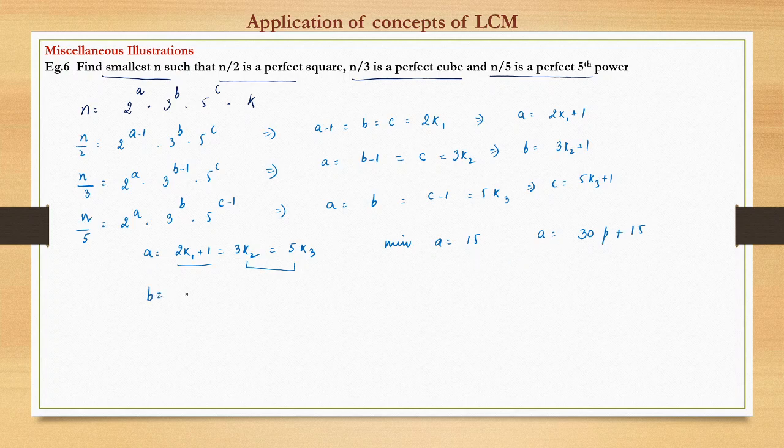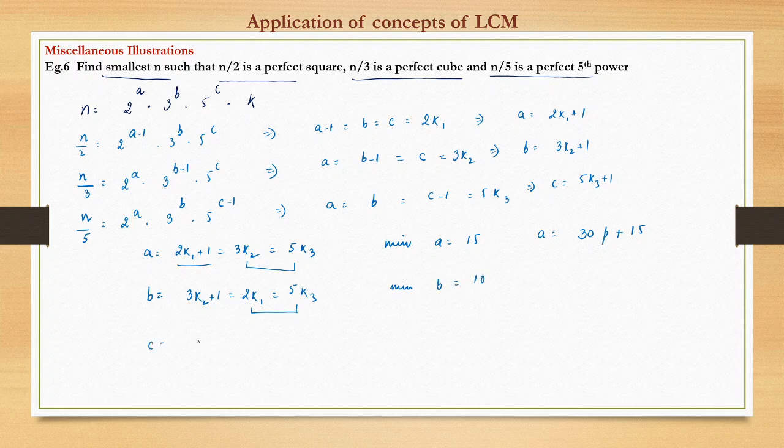Similarly, b we can write as 3k2 plus 1; here b is 2k1 and here b is 5k3. So from here, the minimum value which b can take is 10, because 10 is a multiple of 2 and also a multiple of 5, and this is the lowest number. It can also be written in the form of 3k plus 1, 3 into 3 plus 1. So minimum b is nothing but 10.